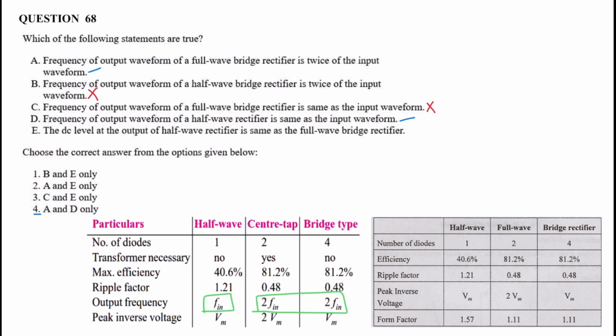Statement D is correct. Statement E, the DC level at the output of half wave rectifier is same as full wave bridge rectifier. Statement E is also incorrect. DC voltage level, VDC, is equal to Vm by pi in case of half wave rectifier. DC voltage level is Vm by pi for half wave rectifier. For full wave rectifier it is 2 Vm by pi. Correct answer is option 4. A and D statements are correct.